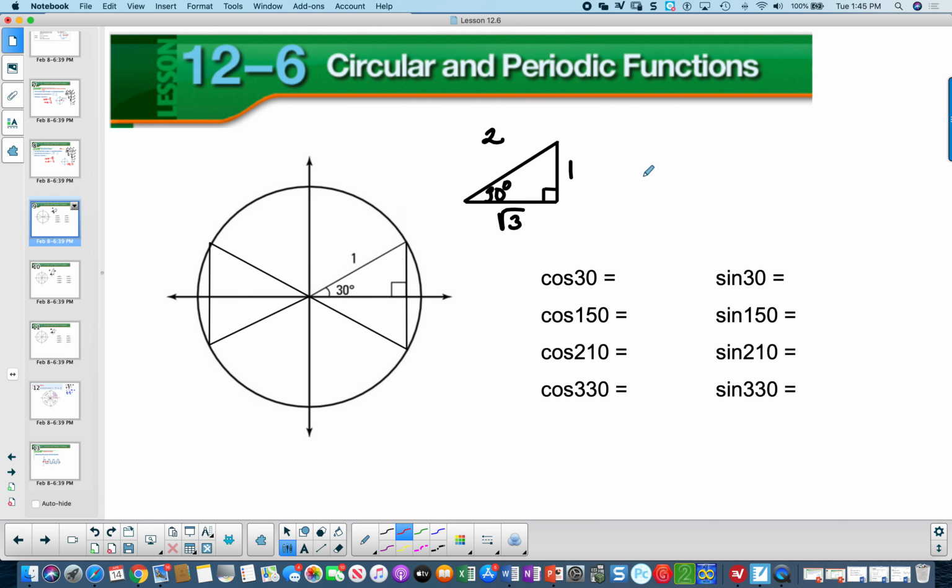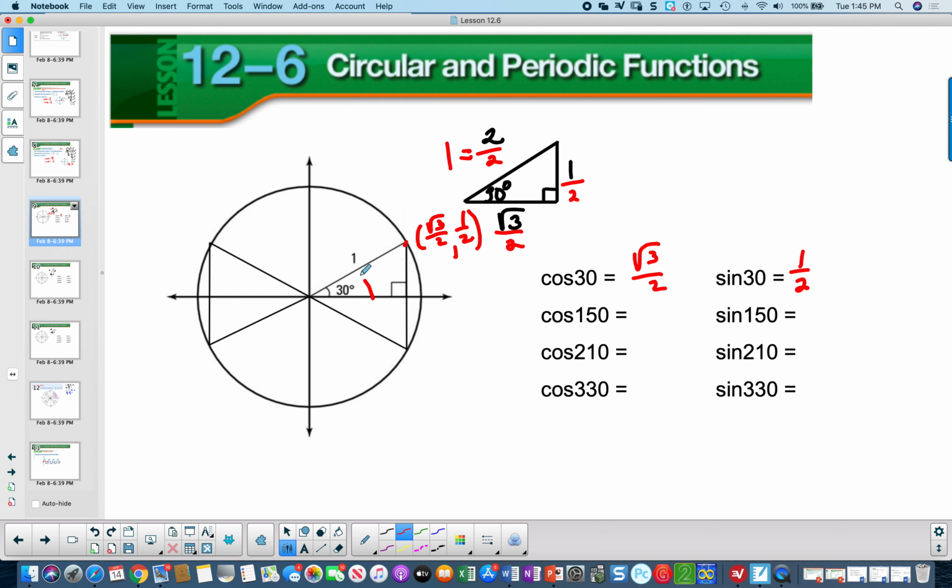Let's go to our 30-60-90 triangles, and these were the ratios that we worked with. Let's make them into a unit circle by making sure that the hypotenuse is 1. So I'm going to divide by 2, divide by 2, divide by 2. So now I have a unit circle. So here's 1. And the long leg is √3/2. The short leg is 1/2. So this location point is (√3/2, 1/2). So that says that the cosine of 30 is √3/2, and the sine of 30 is 1/2.